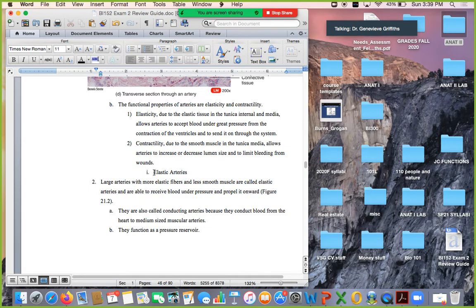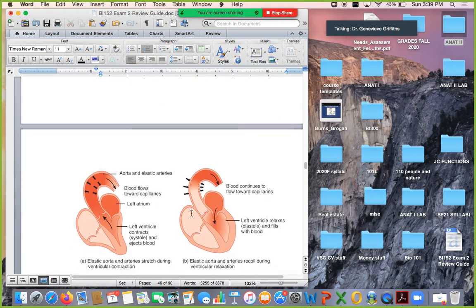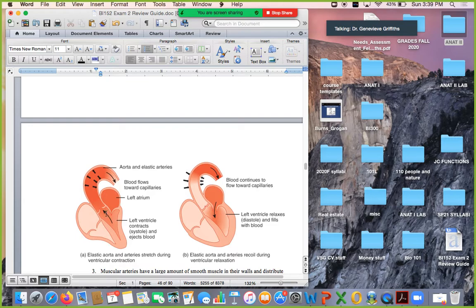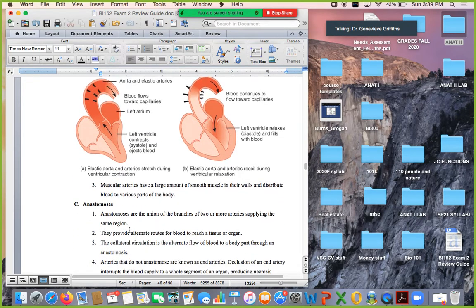We have elastic arteries, which are specialty arteries that have more elastic fibers and less smooth muscle fibers. And these are going to be able to take the blood that's under pressure and propel it onward. They're also sometimes called conducting arteries because they conduct blood from the heart to medium-sized arteries. These are also forming pressure reservoirs because when the aorta is receiving blood from the ventricle, we're going to have expansion occurring, right? We're going to have a surge of blood, and then it's going to have contraction occurring after that blood flows out towards the capillaries. And so these guys have to have that elastic lamina because they have to be able to stretch and contract every time that we have the aorta pulsing, basically, because of the contraction of the ventricles.